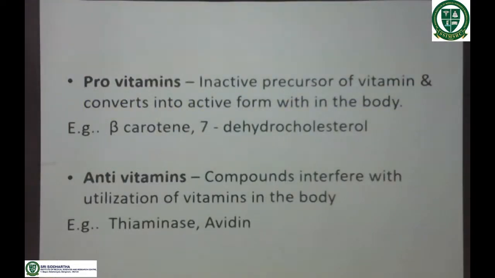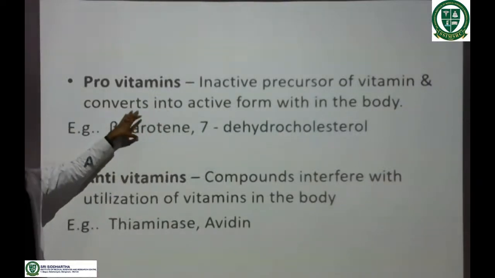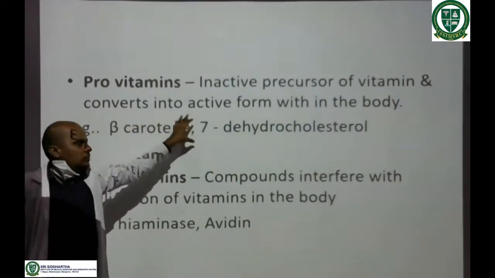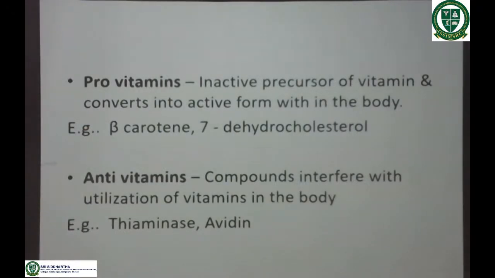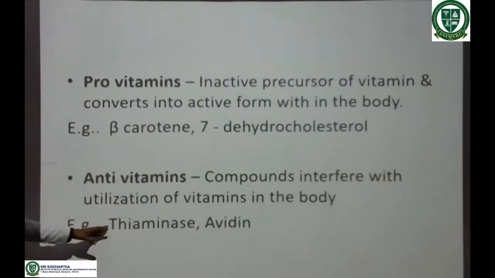So coming to provitamins and antivitamins. This will be asked for 3 marks. What are provitamins? Provitamins are the inactive precursors of vitamins that convert to the active form in the body, that is beta carotene and 7-dehydrocholesterol. These inactive forms will be activated in our body. Antivitamins are the compounds which interfere with the utilization of vitamins in the body. Examples are thiaminase and avidin. Thiaminase is present in fish.